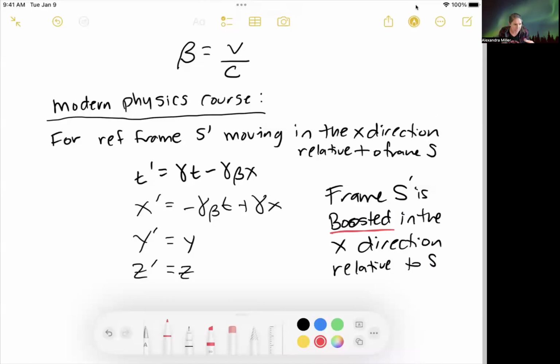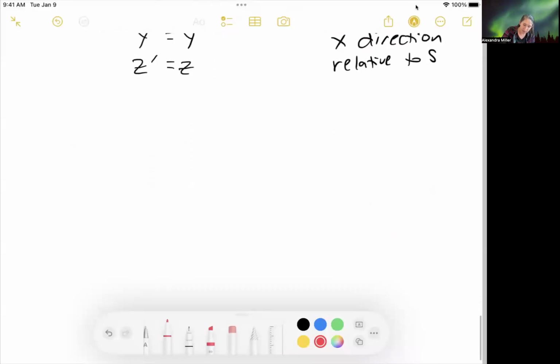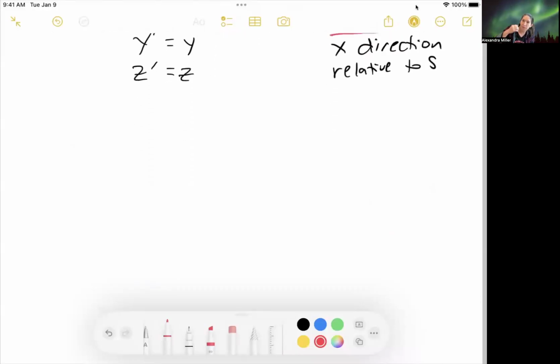You did some algebra with these. You solved problems. Okay, that's all good. We could just do that, just like you did in your modern physics class. However, it is going to save us a lot of time, especially as the physics gets more complicated. Doing things this way would not be efficient. So instead, we're going to write our Lorentz transformations in matrix notation.